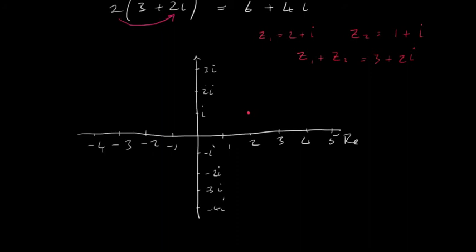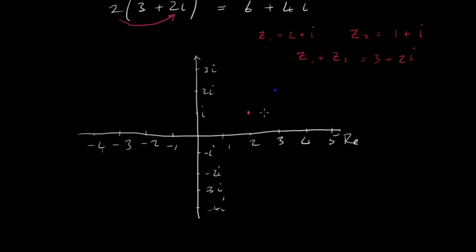So where do I end up? Let's have a look. 3 plus 2i, 1, 2, 3 plus 2i, I'm going to end up here. So what actually happened here to this complex number when I added z2 to it?